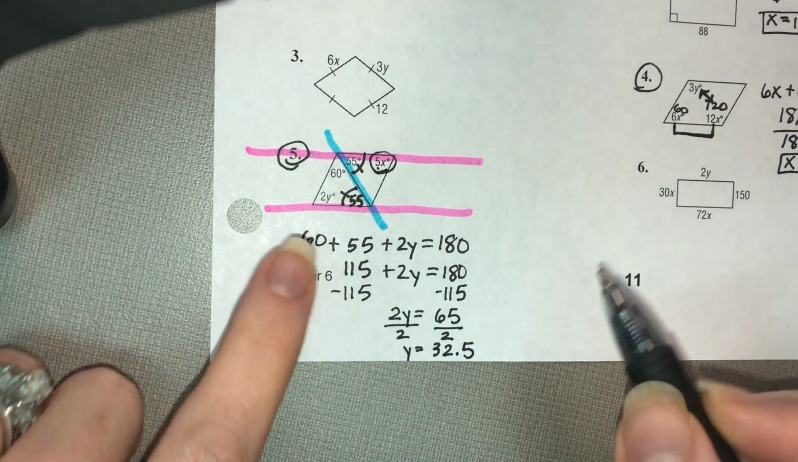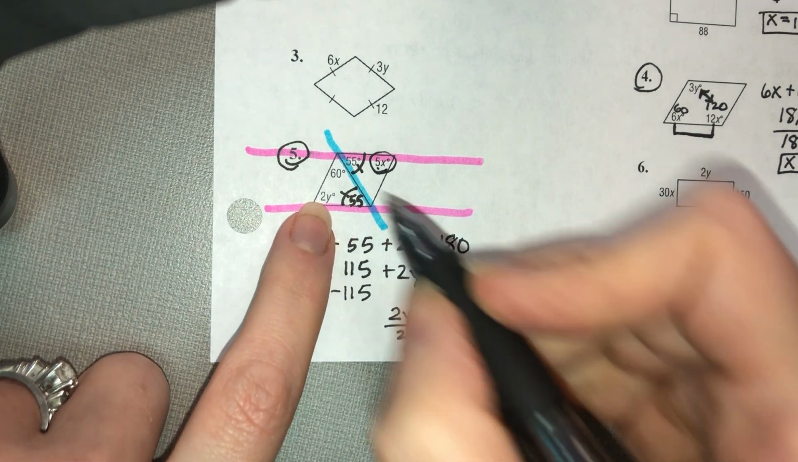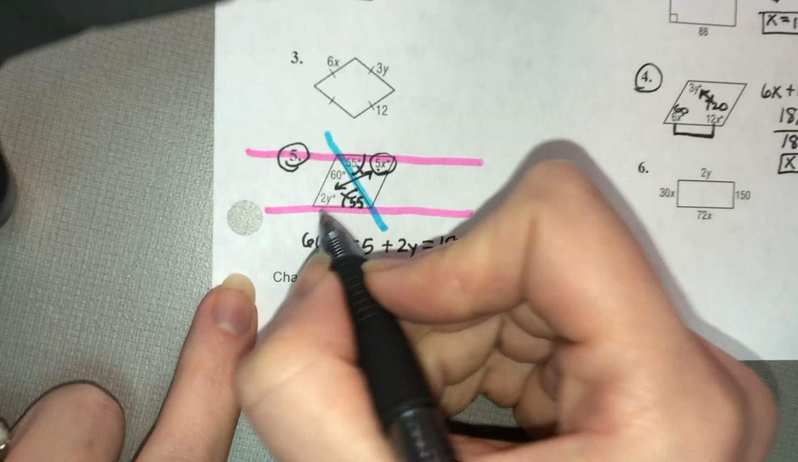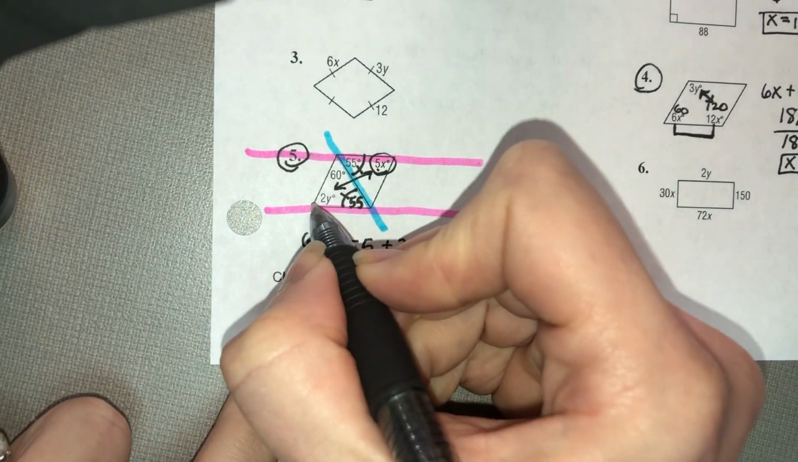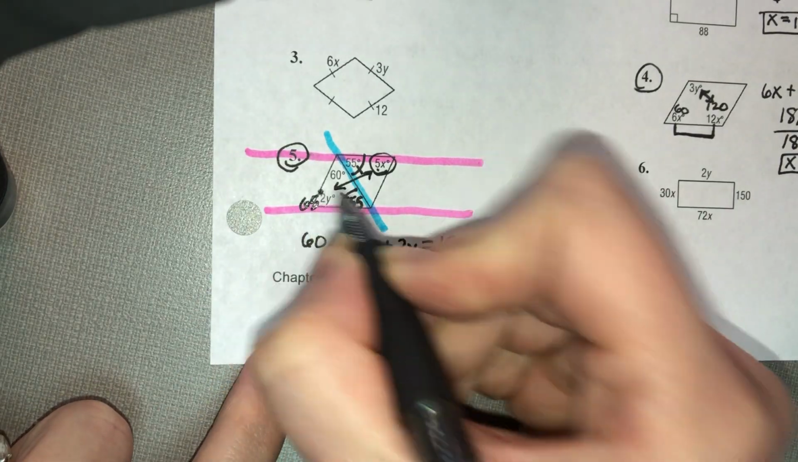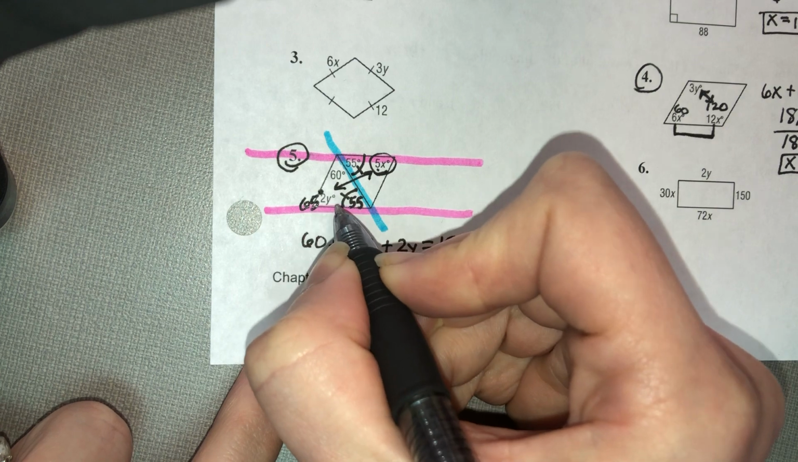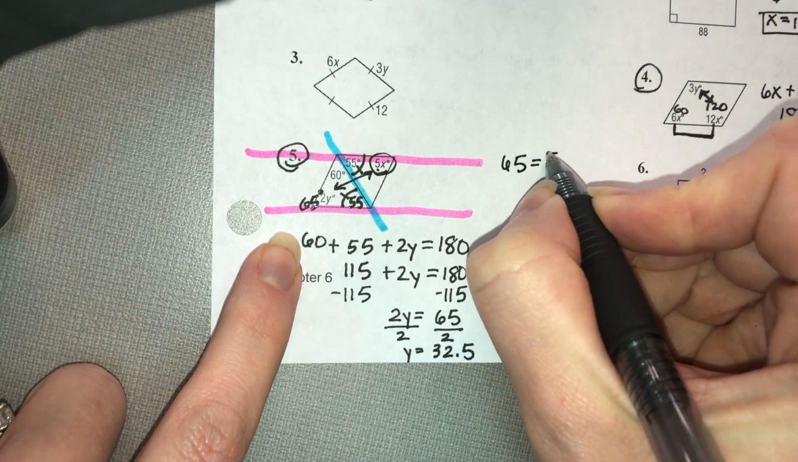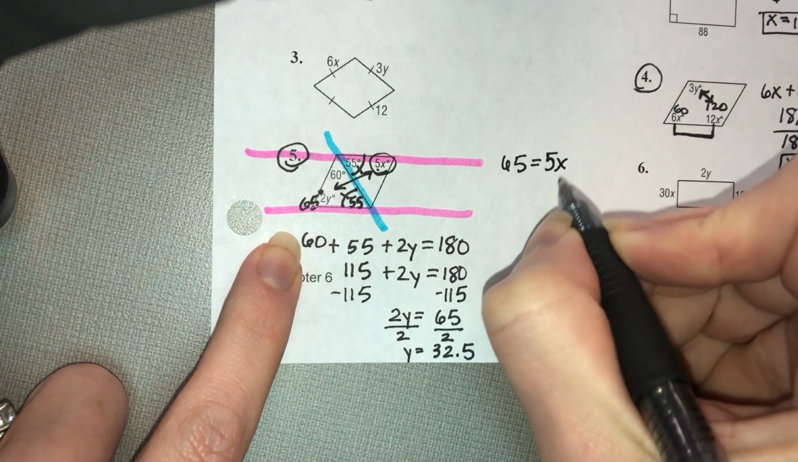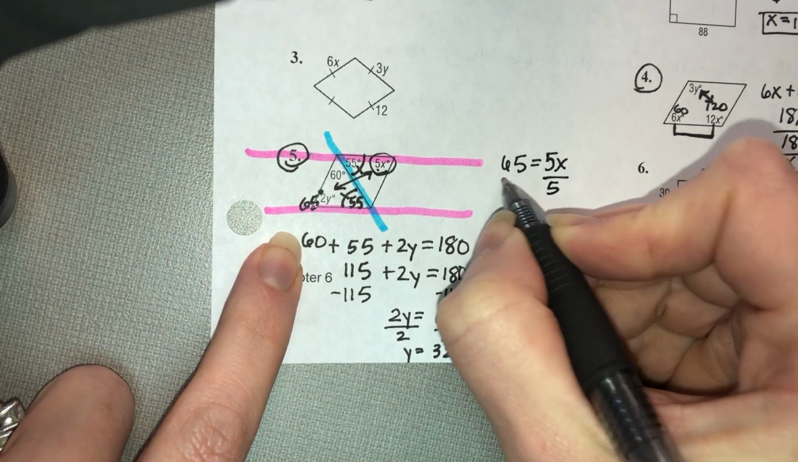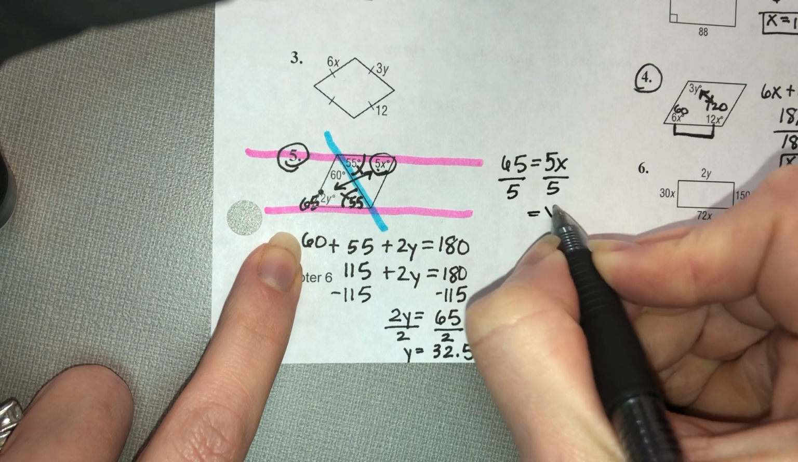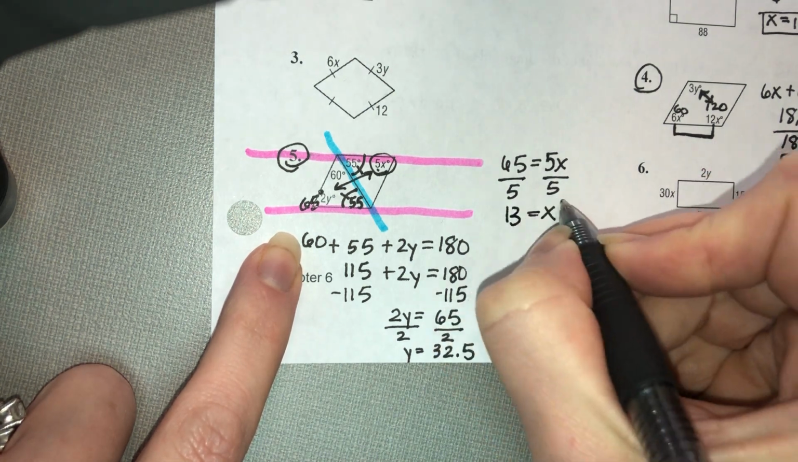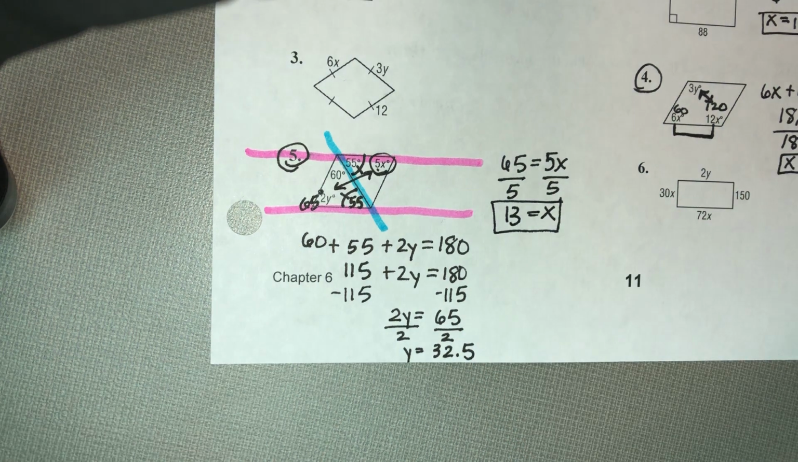Now, for the other triangle, we're missing x, which is right here. So, since we now know what y is, we can figure out these opposite angles are congruent. So 2 times y, of course, would be 65 degrees. So this corner angle on the bottom left is 65 degrees. So 65 is equal to 5x. And then we can just divide both sides by 5 to isolate x. 65 divided by 5 is 13. So x is equal to 13.